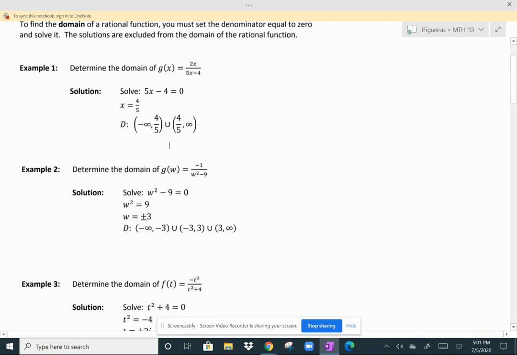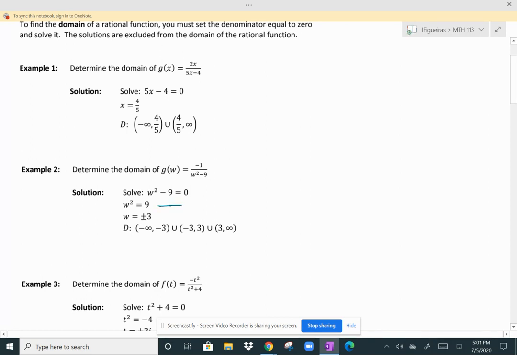So here's another one. We're trying to figure out the domain of g of w, which is equal to -1 over w squared minus 9. Just like the last example, you take the denominator and set it equal to 0. This denominator is a quadratic equation, and that could be solved in one of two ways: either you can factor it, or you can use the square root method, which is what I did.